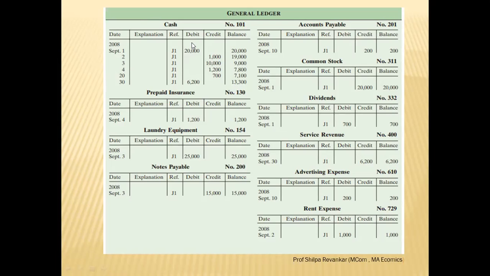So what you have to do? Take the debit total and credit total, whichever is more, and from that subtract the other total. So here the debit total is more, so minus credit total, you get 13,300 balance. So this is called balancing.